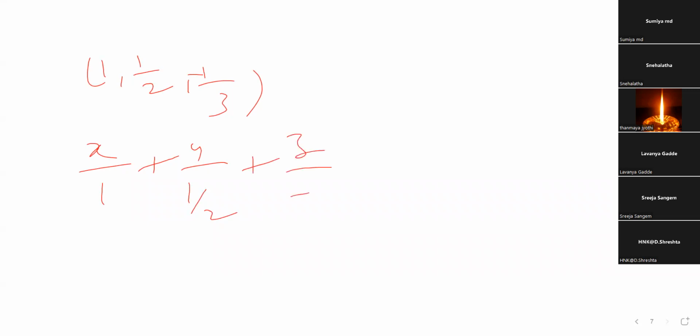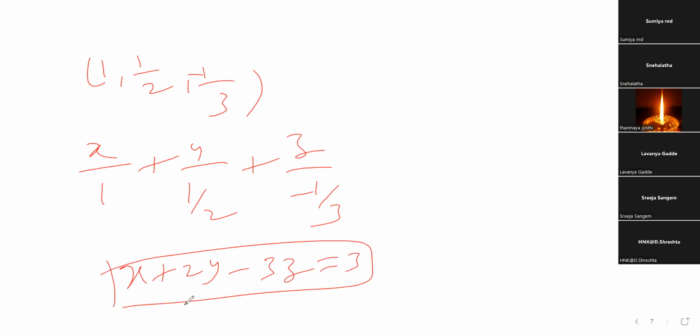Similarly, if we are given another centroid, for example 1/2, 1/3, minus 1/3, in that case the plane equation becomes x by 1 plus y by 1/2 plus z by minus 1/3. So in this case, your plane equation is x plus 2y minus 3z equals 3. This is the equation of the plane. Whenever the centroid is involved, you should know this equation of the plane. This formula should be in your mind, then you can answer easily.